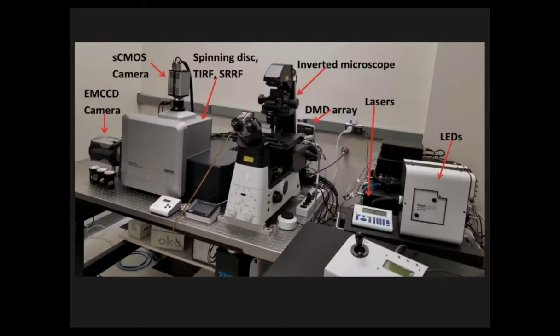This is the microscope configuration that we have in the lab, where we have the Mosaic and the mirror arrangement that let us perform localized photoactivation in a specific region of interest selected in the software. And also we have a Dragonfly, with the spinning disc and the TIRF and SRF.